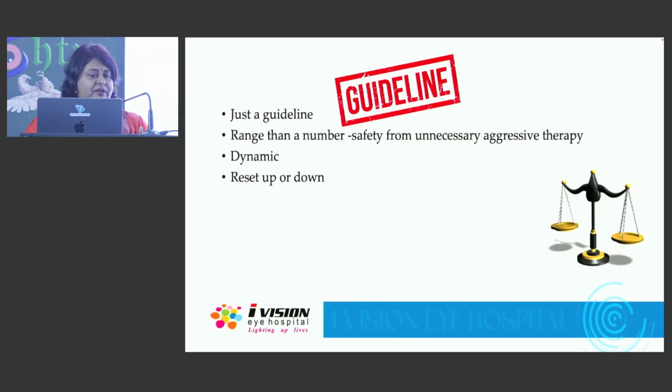So from this, we have understood that target IOP is just a guideline. It is a range rather than a number. This also provides safety from unnecessary aggressive therapy. So if you have a mild glaucoma, you don't have to have a very significant drop of IOP, and you don't have to subject the patient to multiple medications. Target IOP is a dynamic value. You have to reset it up and down based upon the patient's response.